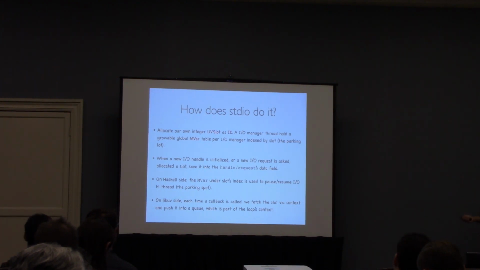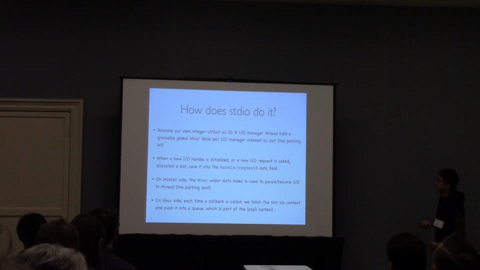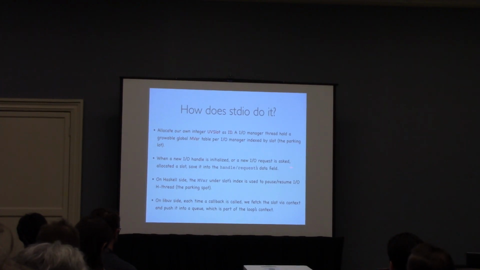And we just skip the callback table design, because most of the time the callback is just a simple call to putMVar, so we directly store the MVar inside a giant array. The array is indexed by the slot. Now on the libuv side, each time the callback is called, we have to record the slot and recover it in Haskell land. So let's see how we do this.